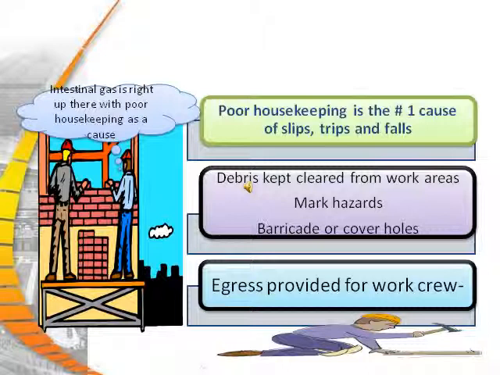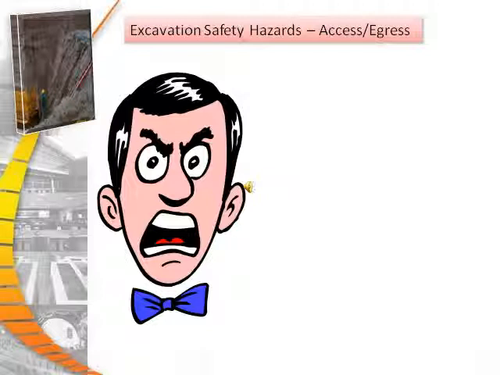Safety hazards include access and egress issues, such as poor housekeeping, which is the number one cause of slips, trips, and falls. Debris needs to be cleared from all work areas. Hazards need to be marked, such as with barricades or covering the holes, and egress provided for the work crew inside the excavation. Access and egress criteria mean a 25-foot travel distance from any point in the excavation. The employer is required to provide ladders, ramps, and stairs to allow the work crew to exit the excavation.